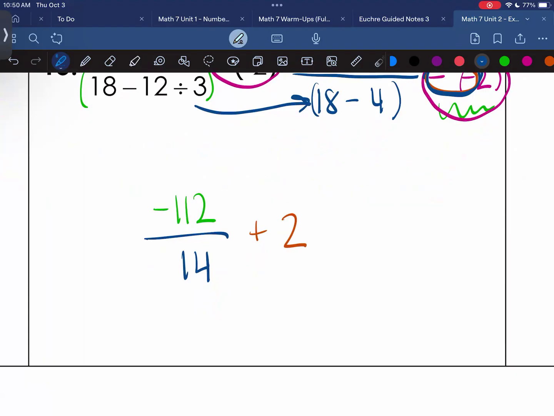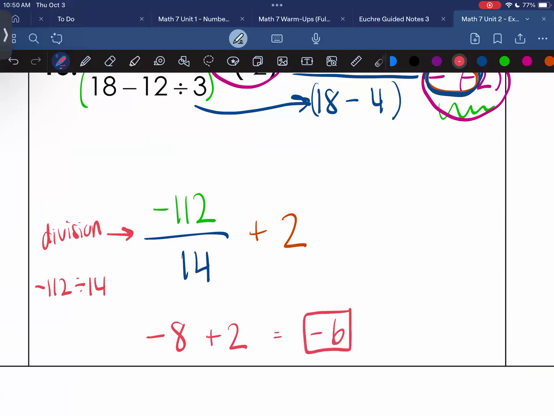Okay, now we're simplified on top, we're simplified on bottom, so we can do division. Remember, this fraction right here is just a division problem. So we have -112 divided by 14. Definitely use your calculator for that. You're going to get -8, and then bring down your +2. -8 plus 2, that's going to get you -6. Go ahead and pause here and try number 16 on your own.